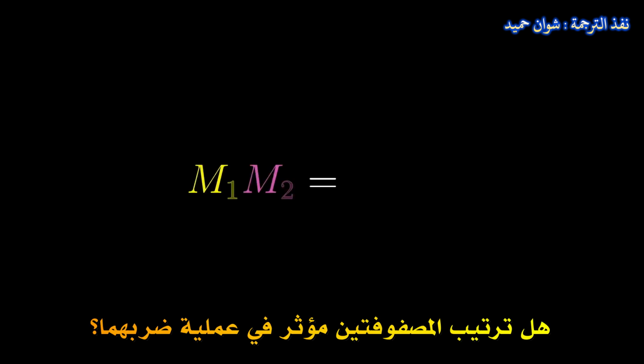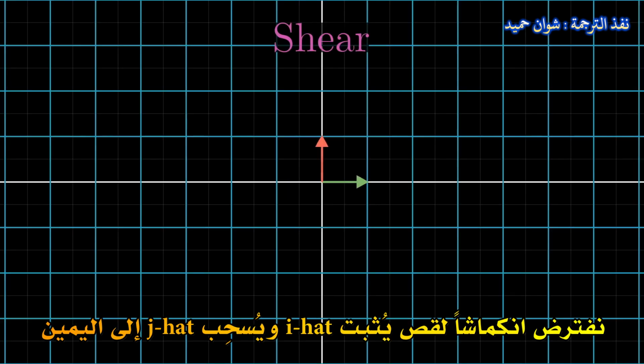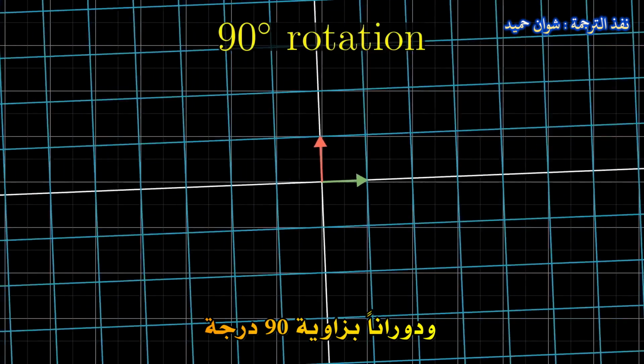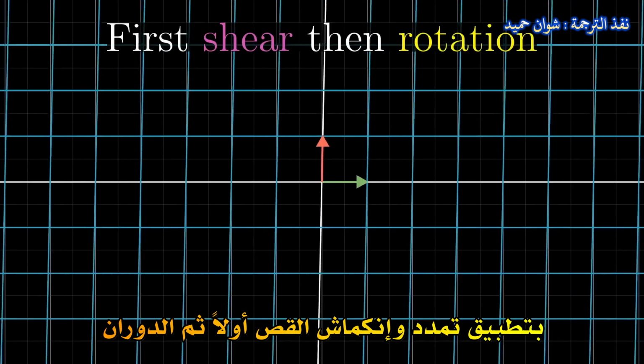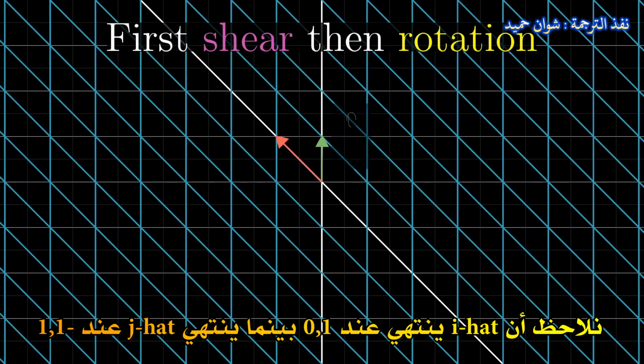Does it matter what order we put the two matrices in when we multiply them? Well, let's think through a simple example, like the one from earlier. Take a shear, which fixes I hat and smushes j hat over to the right, and a 90-degree rotation. If you first do the shear, then rotate, we can see that I hat ends up at 0, 1, and j hat ends up at -1, 1.